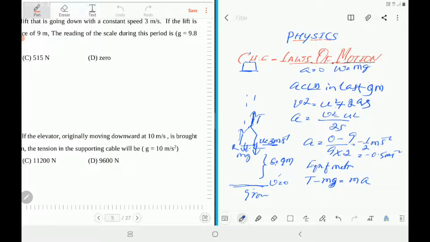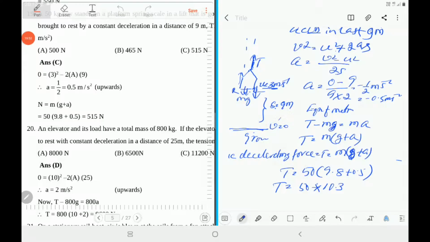What is that difference? The difference is tension T minus mg. T minus mg is ma, right? That T is equal to that on the person. Look here, this is the person, normal reaction. This tension T is the extra force you applied, that is a decelerating force.